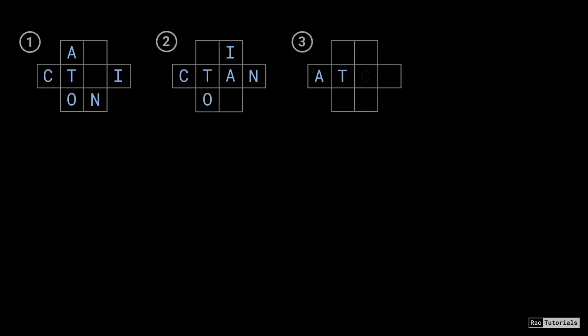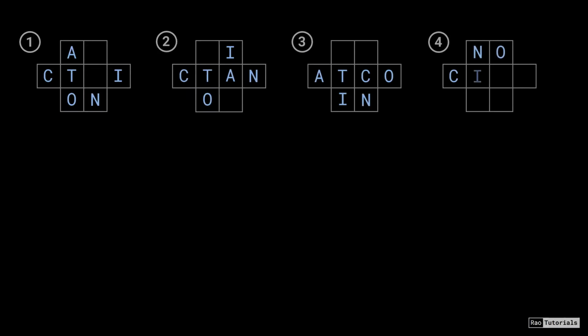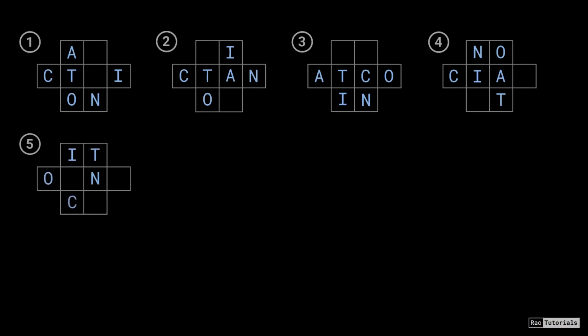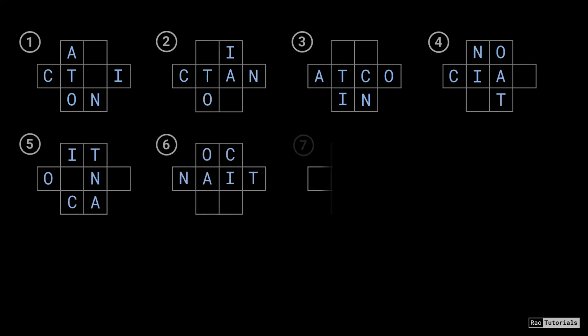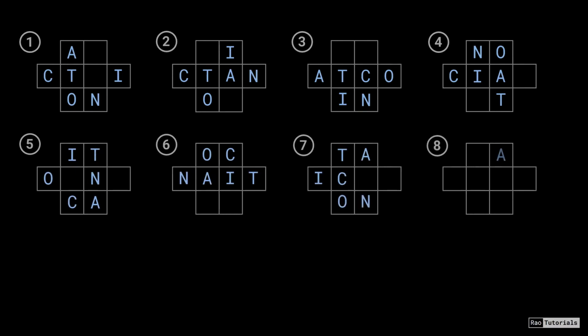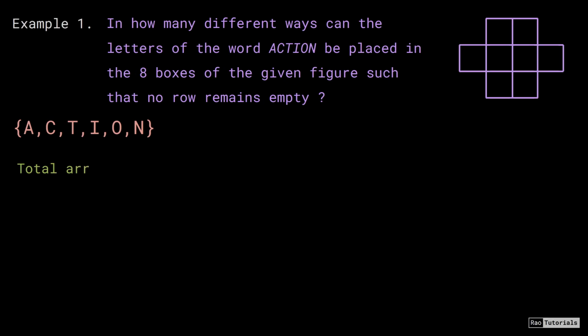Note that we are forming examples without worrying about any condition, placing letters wherever and however we want. Since we are arranging 6 distinct letters at 8 places without any restrictions, the total number of arrangements is 8P6. Let us go to the examples again.